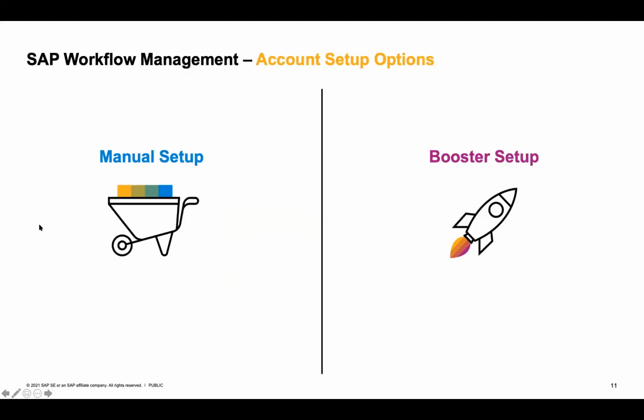So once you have your account, it's not enough, because you need to activate the services that you want to use. And there are different options. It also depends on the scenarios. But now in workflow management, there are two options: the manual setup, where we have to do everything by hand on our own, a lot of work, or the booster setup, which is quite convenient and very fast, because a lot of the account setup is done automatically.